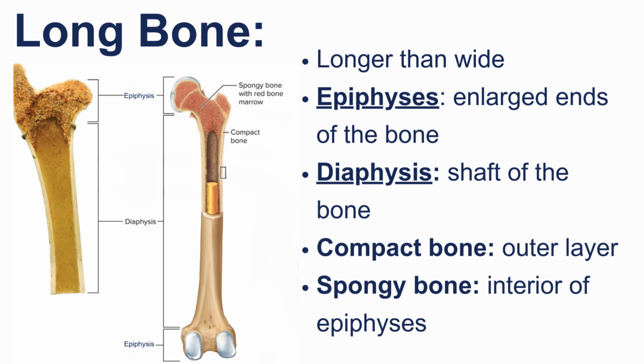The long part between the epiphyses is called the diaphysis, or the shaft of the bone. This is made mostly of compact bone, giving the bone strength. So in a long bone, compact bone forms the outer shell, while spongy bone is concentrated at the ends.